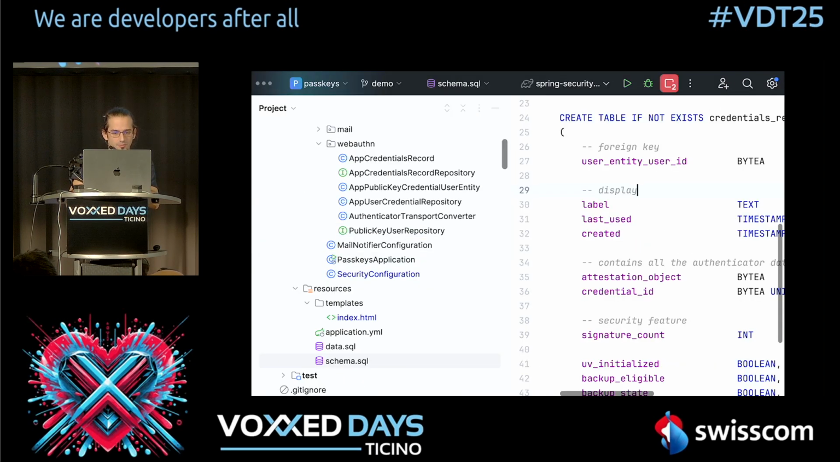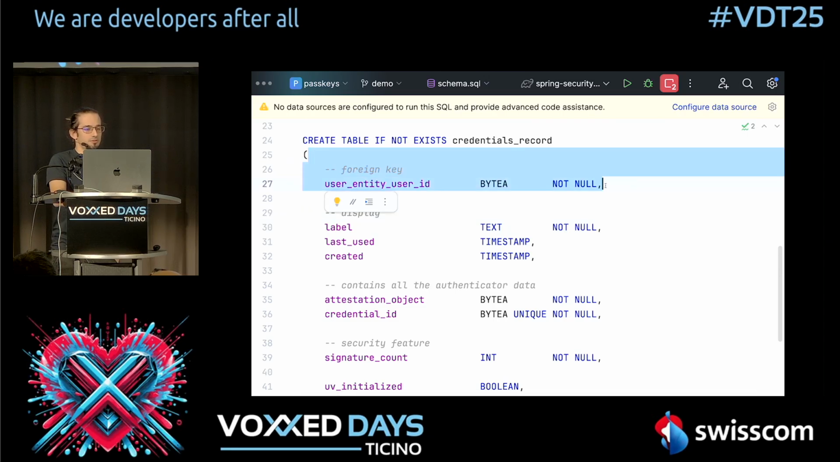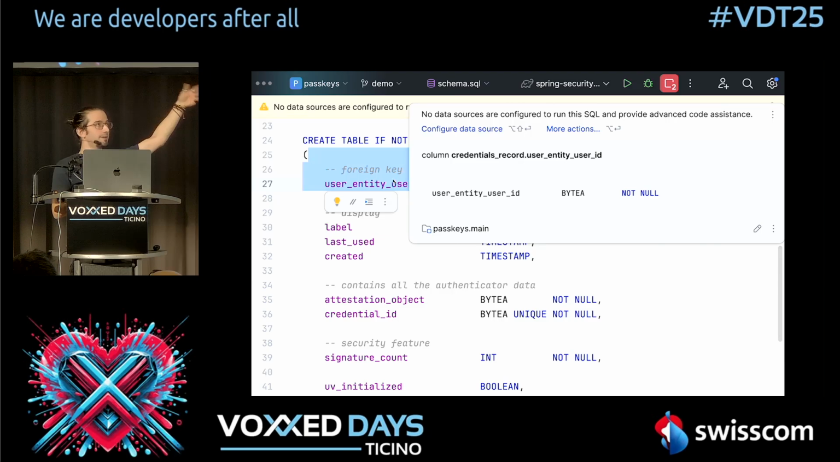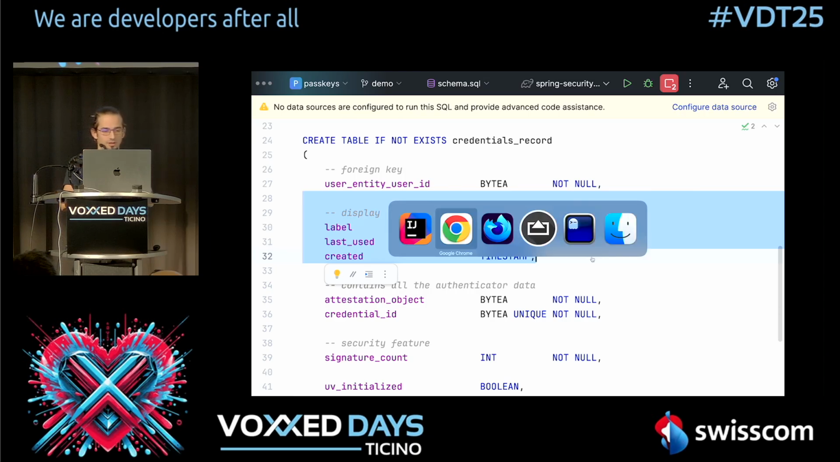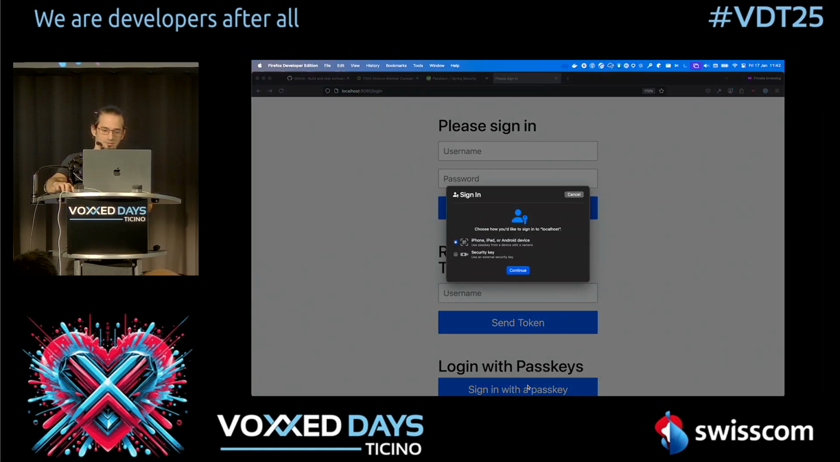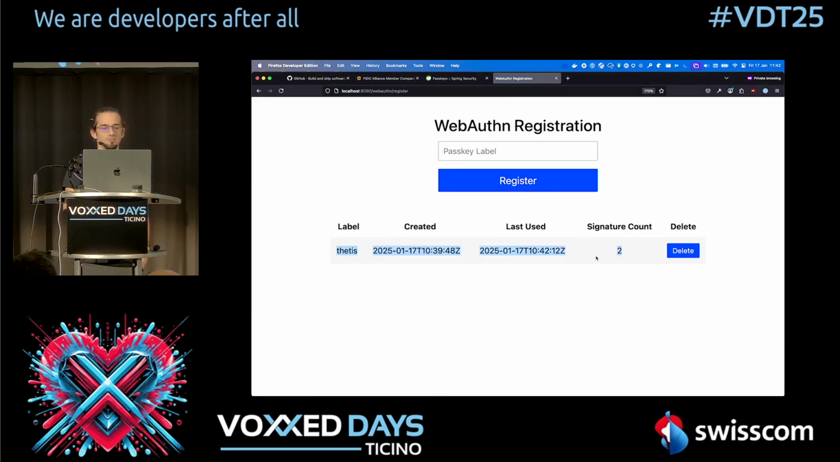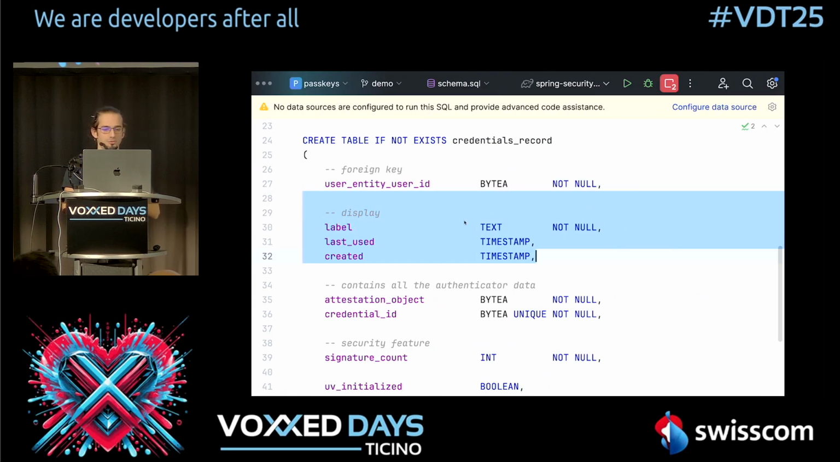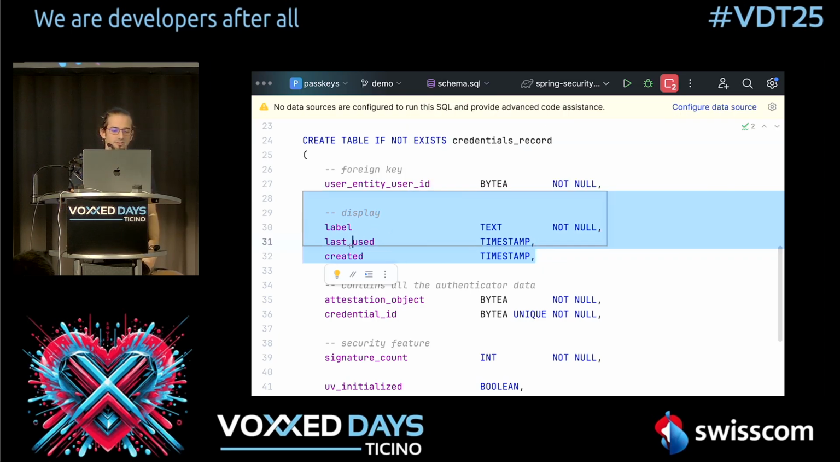That's maybe the SQL. This credential record table needs to be linked to a user, so through the link table here, we have some sort of foreign key to the user. We have some data that we use for display. So when I go back to my website here, I log in with a passkey, amazing, and then I go to register passkey, right? We have some dates, we have some names. This is stored in these fields. These are not standards. This is Spring Security deciding this.